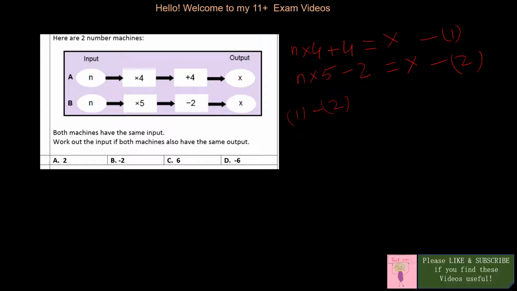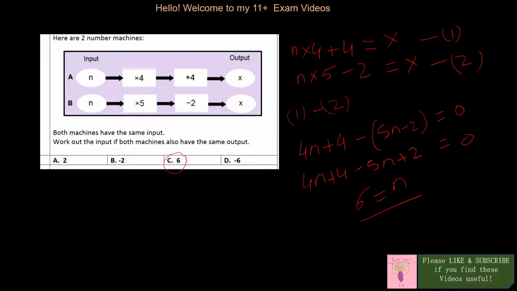So I will get 4n plus 4 minus, I open a bracket, 5n minus 2 equals 0. X minus x is 0. Or we get 4n plus 4 minus 5n plus 2 equals 0. So if we change sides, 4 plus 2 is 6 equals n. So n is 6. So if n is 6, what is x?